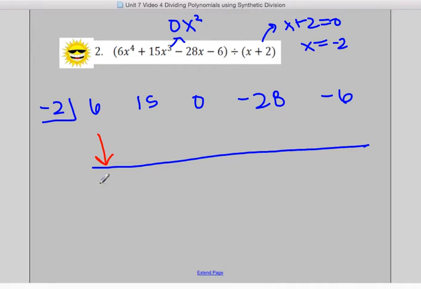Always bring the first one down at 6. Negative 2 times 6 is negative 12. 15 plus negative 12 is 3. Multiply. Negative 2 times 3 is negative 6. When I add them, I get negative 6.